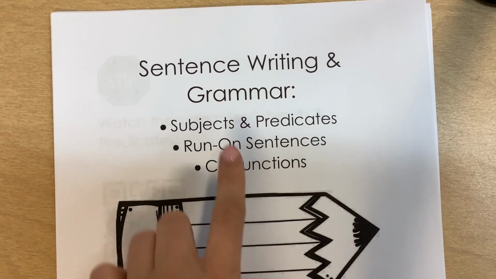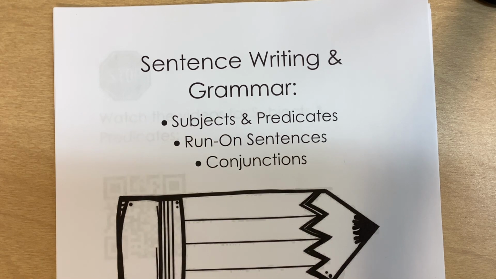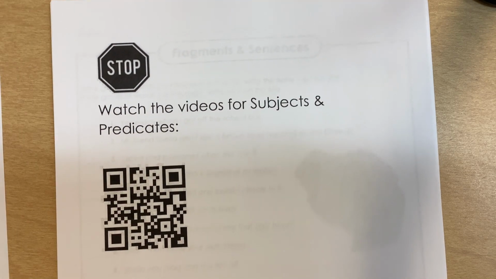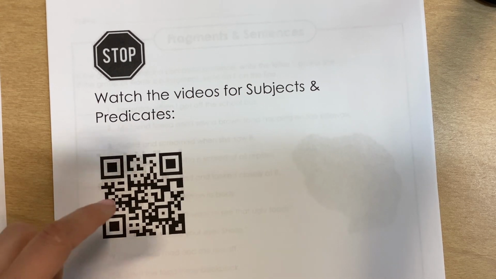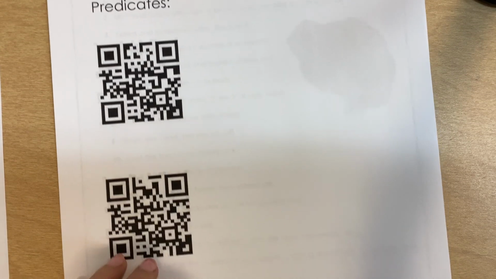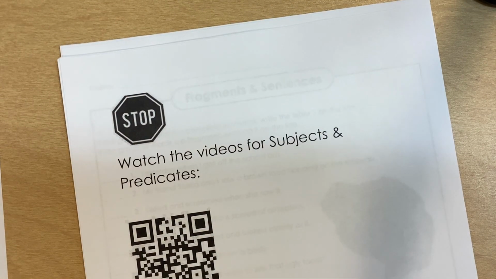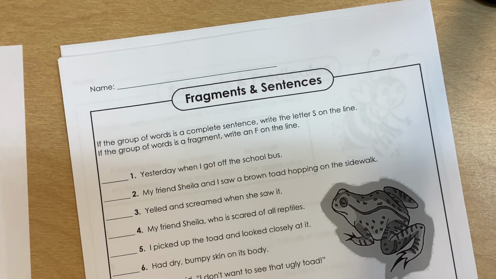Hi grade 4s, we're going to be going through the sentence writing and grammar booklet, and I'm going to read to you the questions that are on the pages so then you know what it's asking you. So the first page says stop and watch the videos for subjects and predicates. These two QR codes are going to remind you about what subjects and predicates are for sentence writing. So you'll watch those videos and then you'll flip the page.